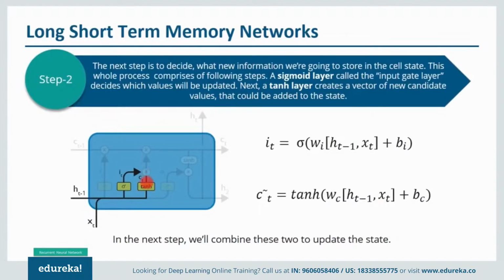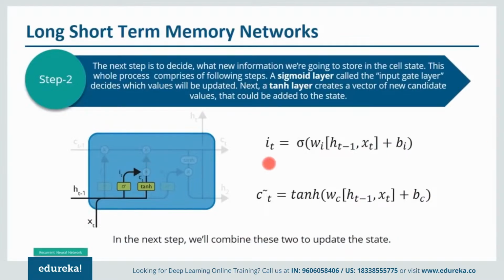Alright, so let me explain it in simpler terms. Whatever input we are getting from the previous timestamp and the new input will be passed through a sigmoid function, which will give us it. And this it will be multiplied by c bar t, which is the previous timestamp's information and the new input passed through a tanh, and this will later be added to our cell state. The next step will combine these two to update the state.